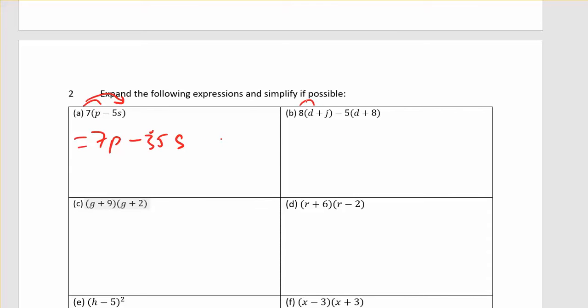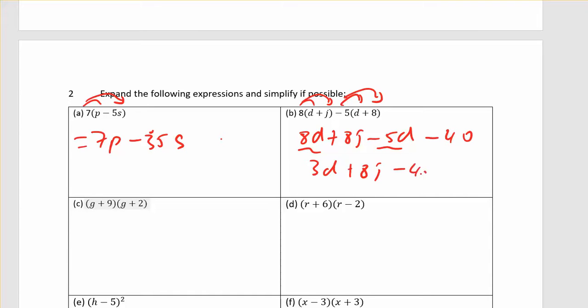Here we do a rainbow on both of them. So 8 times D is 8D. 8 times J is 8J. Negative 5 times D is negative 5D. Negative 5 times 8 is negative 40. Okay, so I can combine the D's together because they're like terms. 8 minus 5 is 3D plus 8J minus 40, and we're done.